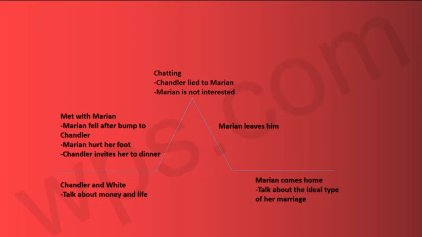Here in the resolution, when Marian comes home after the dinner, she tells her sister about marriage. She said that she likes a man who does something, who does work, okay? Not like Chandler. Chandler does not work, right? So she doesn't like Chandler because he doesn't work. He does nothing. So that is the story of Chandler and Marian.